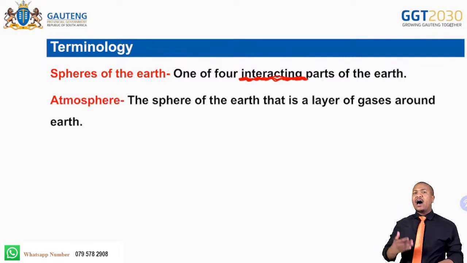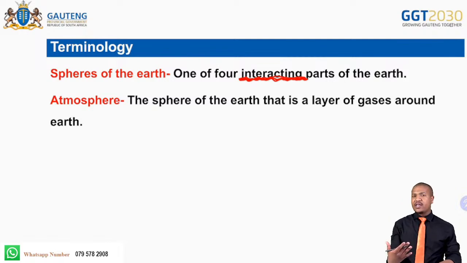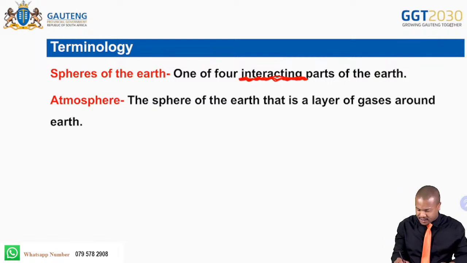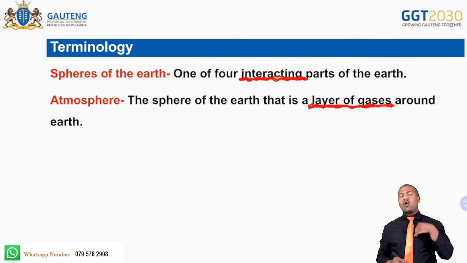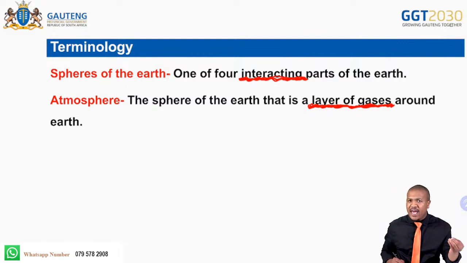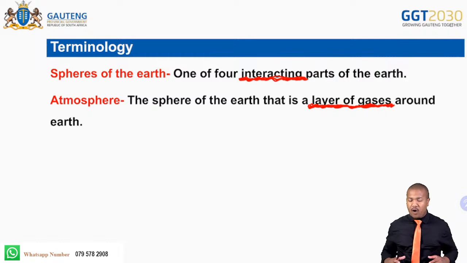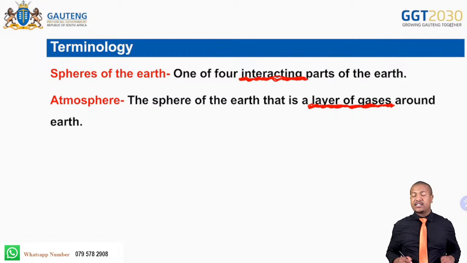Then we have atmosphere. The atmosphere is the sphere of the earth that is a layer of gases. It is the layer of gases around the earth. That is our atmosphere, and it is also part of the spheres, specifically for being a layer of gases around Earth.